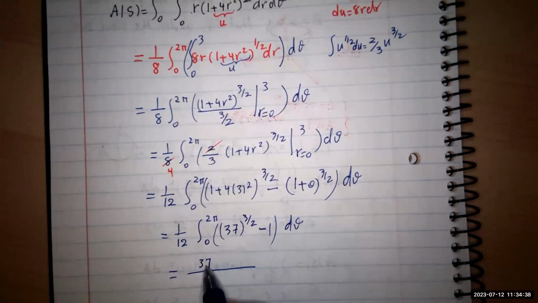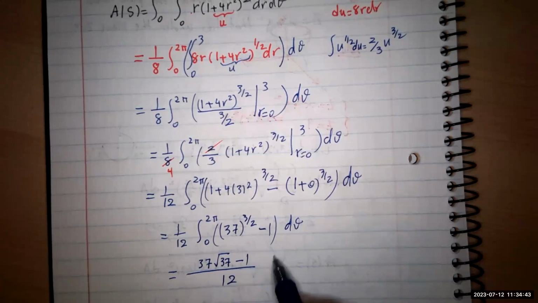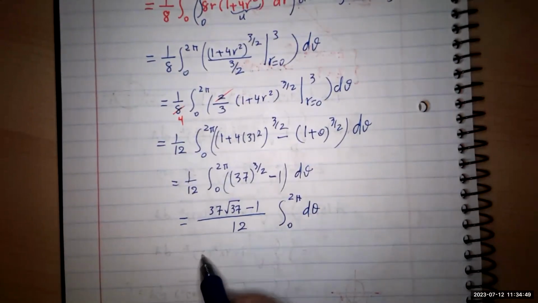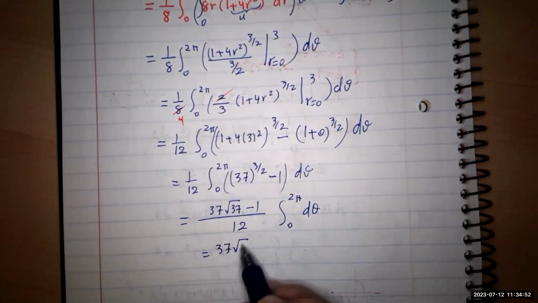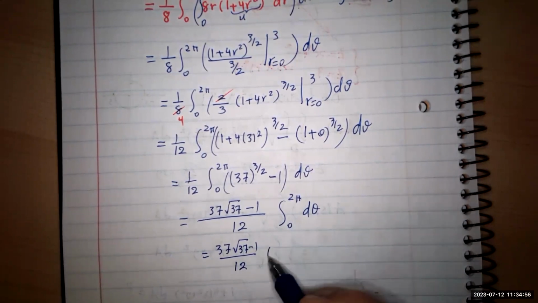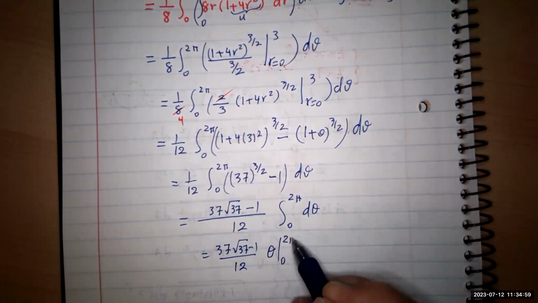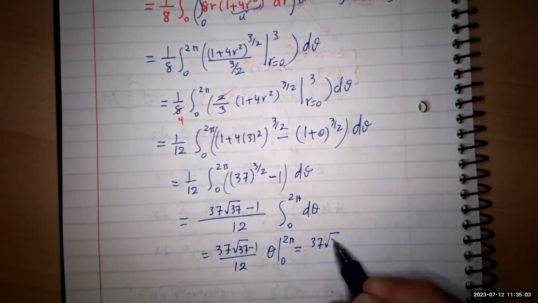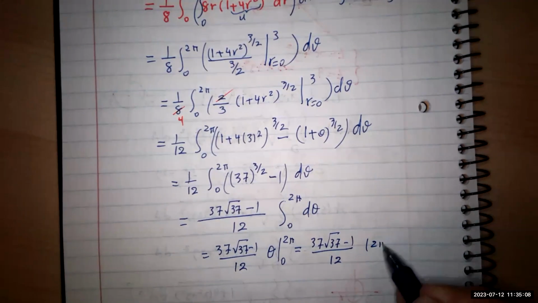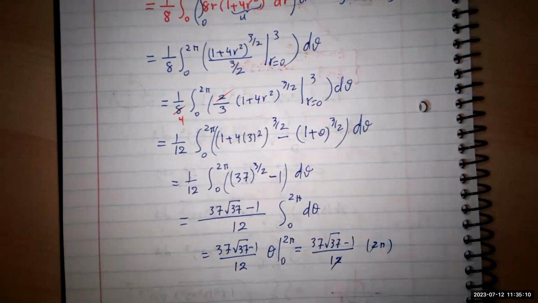It's going to be, if you like, 37 radical 37 minus 1 over 12, integral from 0 to 2 pi d theta. So we know that this would be theta from 0 to 2 pi. It's going to be 37 root 37 minus 1 over 12 times the 2 pi. So the 2 and the 12 would be simplified.